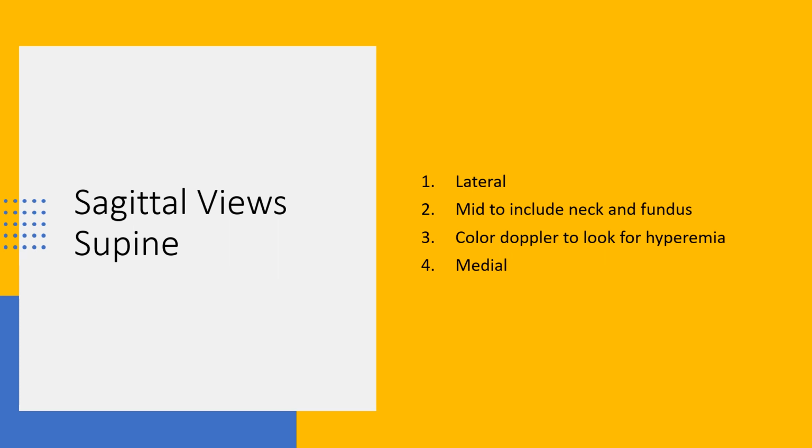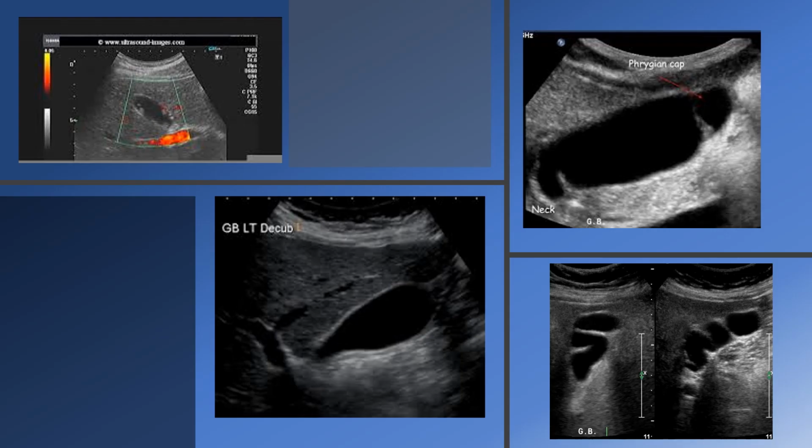We want a mid picture that includes the neck, the body, and the fundus. We're going to put color Doppler on that mid picture and look for hyperemia of the gallbladder wall. And then we're going to turn the color Doppler off and get a grayscale of the medial part of the gallbladder.